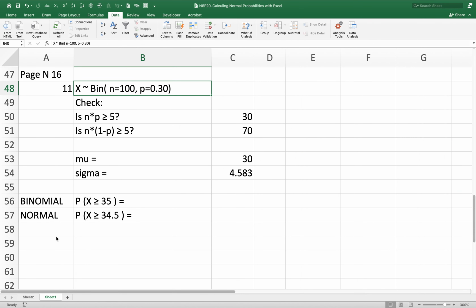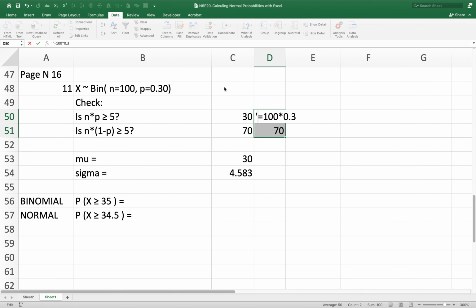I'm actually going to do this using both the binomial distribution and the normal distribution to show you that they're really close. So this is what I've got down here. X is binomial, n is equal to 100, p is equal to 0.3. Show me your check. So 100 times 0.3 is n times p, right? And then the 70 here is 100 times 1 minus 0.3. So these are both greater than 5, so check, check, we're good to go.